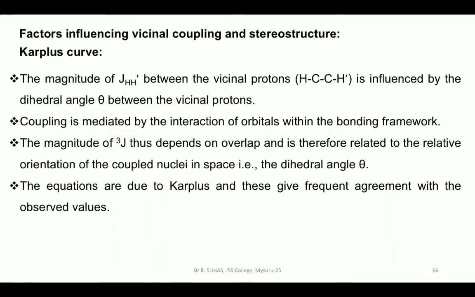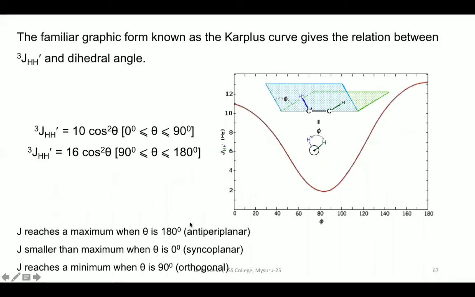So Karplus not only gave a curve, he also gave two equations. Those two equations are called Karplus equations. We will see here these two equations. J3HH dash, which is nothing but vicinal coupling, equals 10 cos square theta, for 0 degrees less than or equal to theta less than or equal to 90 degrees. And another equation given by Karplus is J3HH dash equal to 16 cos square theta, wherein 90 degrees is less than or equal to theta less than or equal to 180 degrees. For 10 cos square theta, the range is between 0 to 90 degrees. For 16 cos square theta, the range is between 90 to 180 degrees.